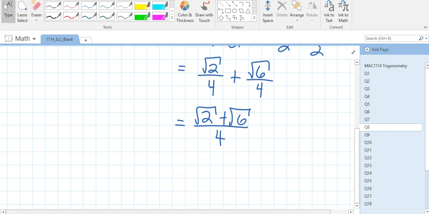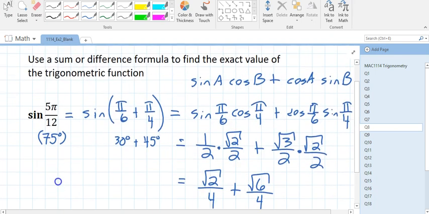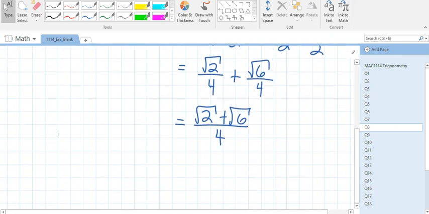Remember, in order to add and subtract radicals, they have to be the same radical. Like radical 2 and radical 2 could be combined together to get 2 radical 2. But since these are not the same, it's like terms. It's like this is a variable x, that is a variable y. They don't go together. So there's our exact answer. That's what sine of 5 pi over 12 would equal.